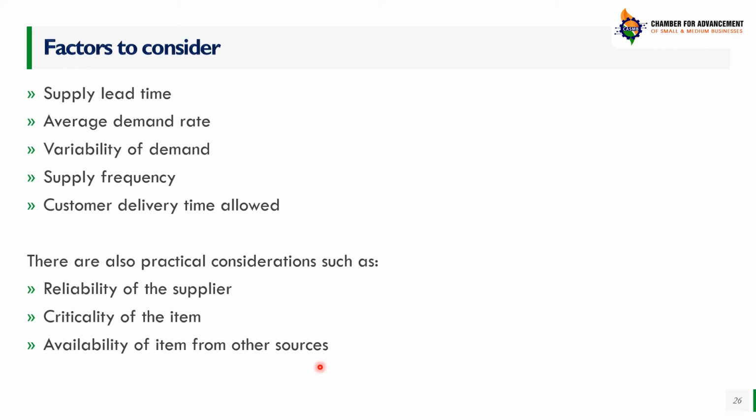But say, like baking soda, if the baking soda from this supplier is not available, you can keep backups ready. Like, if this supplier cannot give us today, then you can tap another supplier and get the stock from the other supplier.